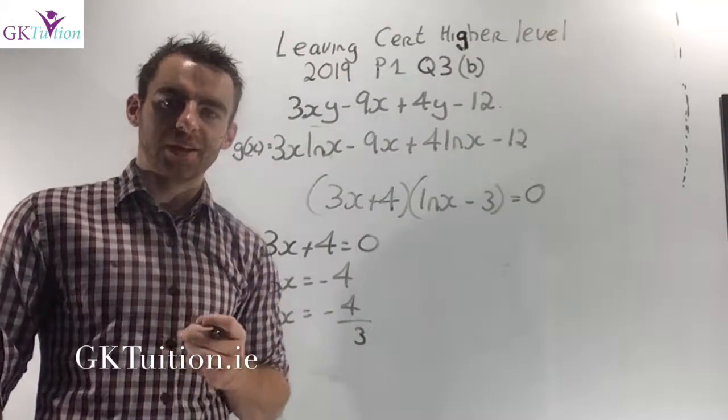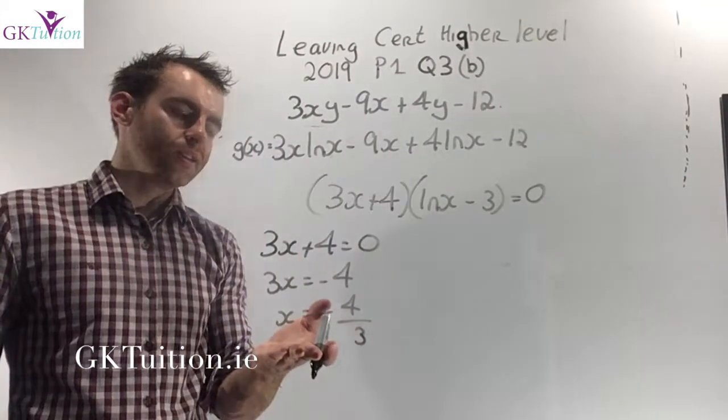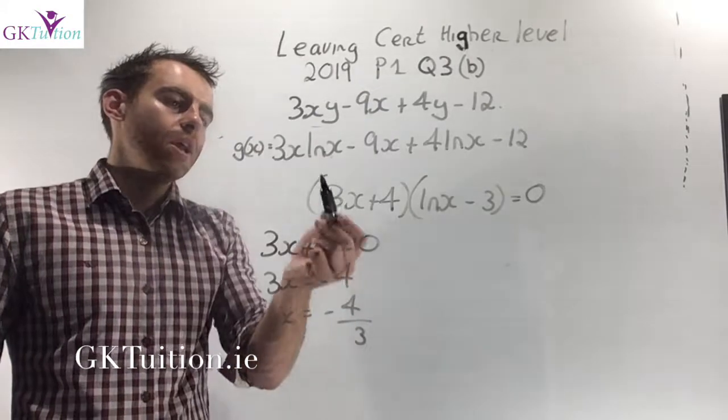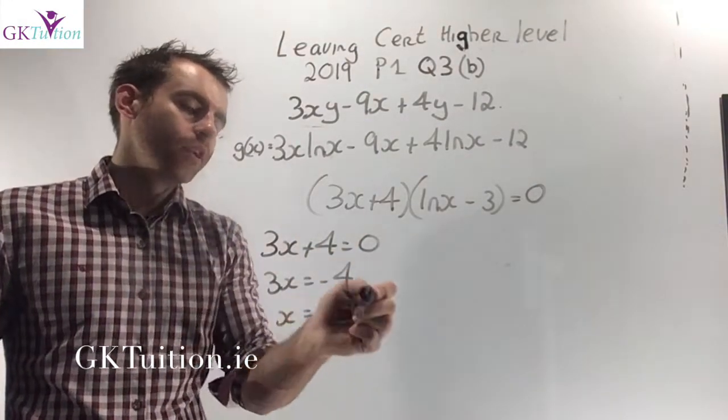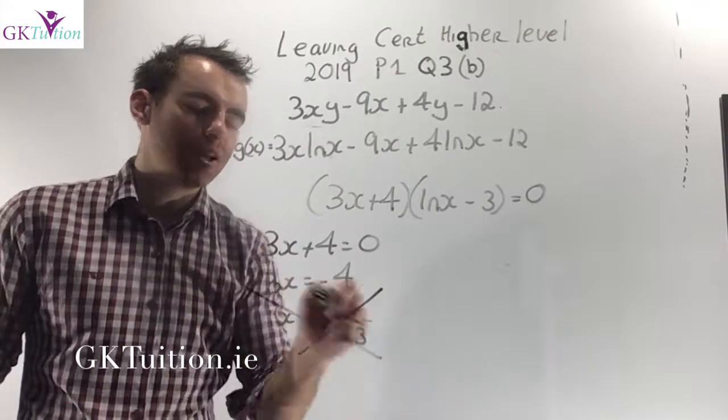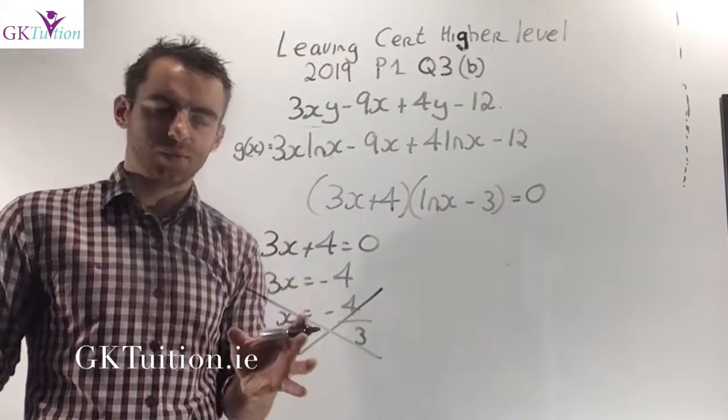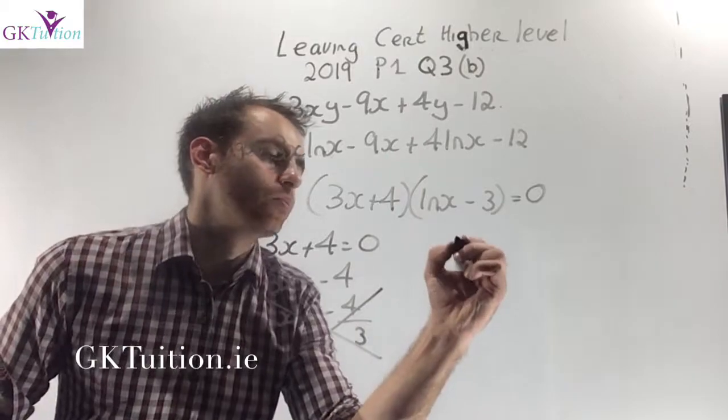That's my first potential answer, but you need to realise that that's impossible. You can't have ln of a negative number. So you can't have ln of minus 4 over 3. So in fact, we need to eliminate that answer straight away. It's no good to us. The one that is relevant will be this one.